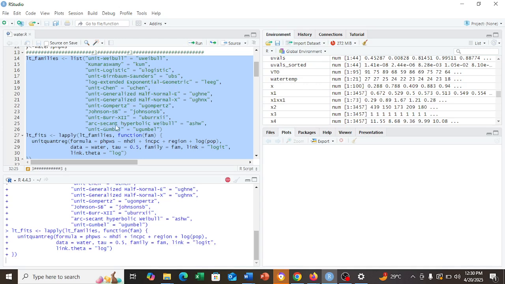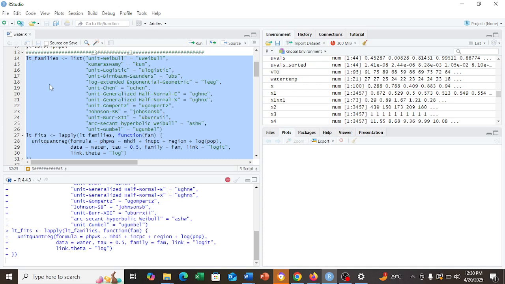Then we have the arcsec hyperbolic Weibull. Then we have the unit compact. So these are distributions. There are many others. We have the Versec and many others that you can also look at. But they are the few ones that are currently available in the unique country package.